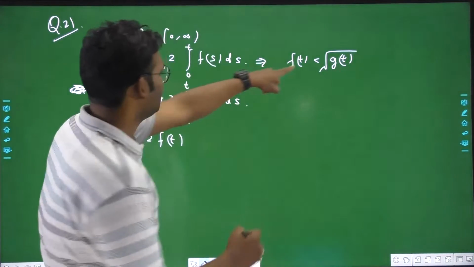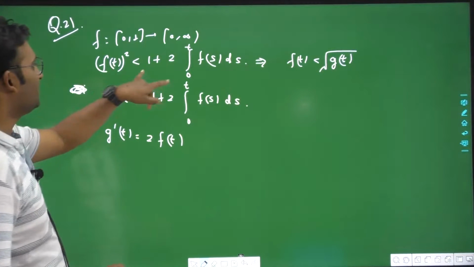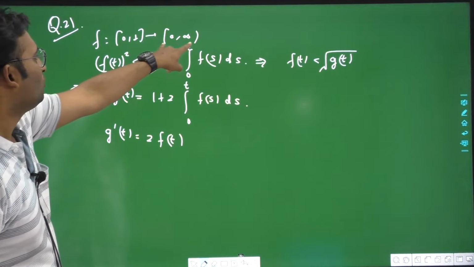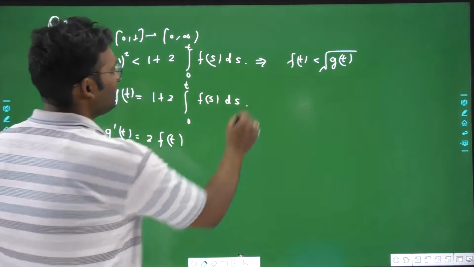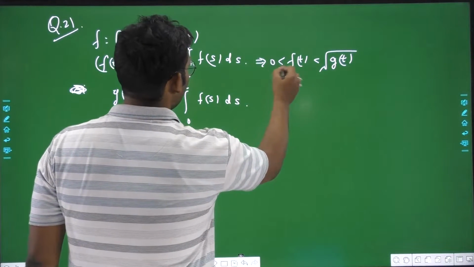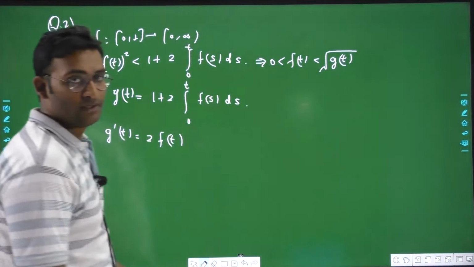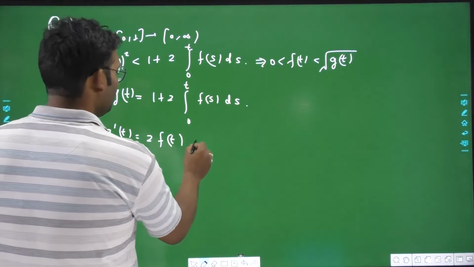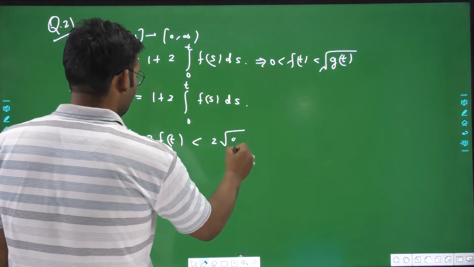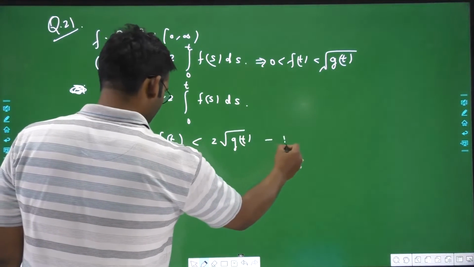So I'm not using plus minus here because ultimately you have to answer only in the, because your range of the function is throughout positive. So your f(t) must be positive and it should be less than root over g(t). Okay, so this is how it is. So I can write that 2 times f(t) will be less than 2 times root over g(t). That is your first equation.